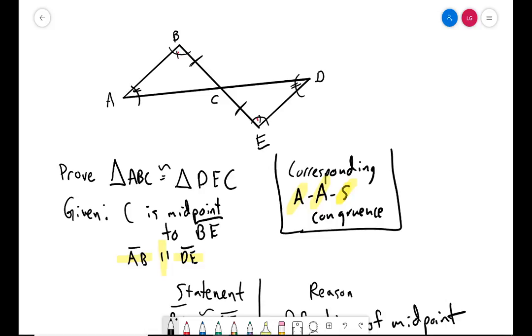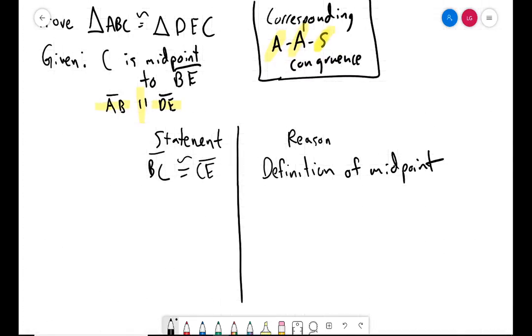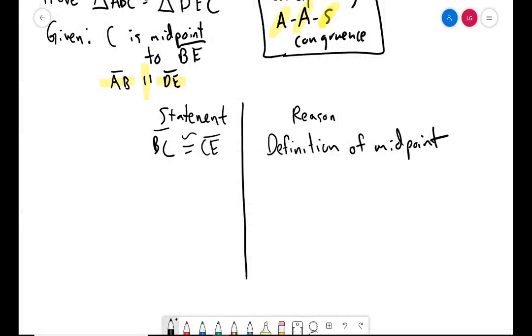So this is a relationship between things that are given and inferences that we can make from that, because we know what that means. We're given that C is the midpoint of BE. That means that if you split BE into segments BC and CE, those are equal segments. Those are congruent segments. That is literally what being a midpoint means. So we write that as the reason.